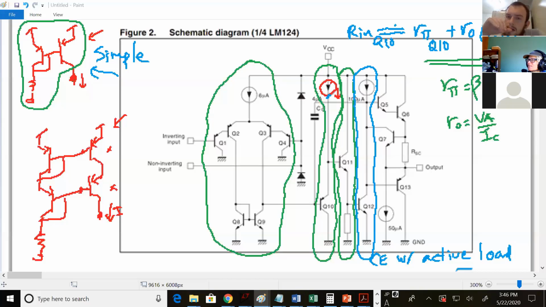Okay. Yeah, I wouldn't know where to go with that. Or actually, maybe Q7 and Q13 make up the output? Because Q5 and Q6 make a Darlington pair up there. So that's perfect. One Darlington pair is equal to a single transistor. Okay. So then there's a single transistor up there, and then there's Q7 connected to a current source that's 50 microamps.